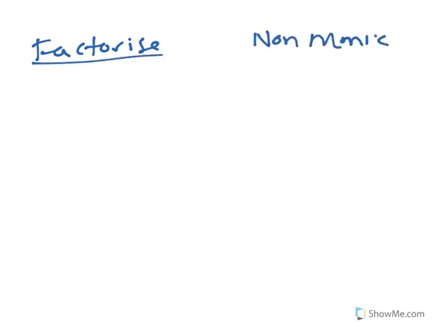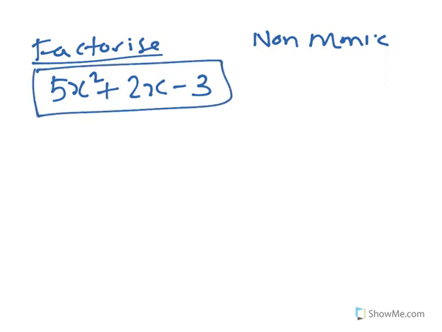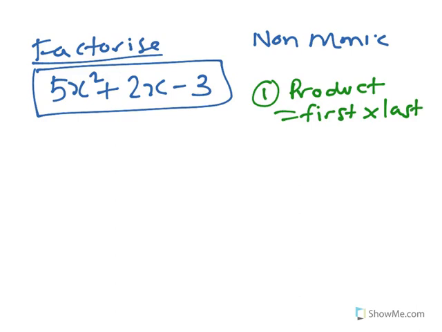Can you write this question down? Put a heading non-monic if you haven't already, and stop the video. You're going to factorise 5x squared plus 2x minus 3. I originally said minus 2x, but I'll make it plus 2x. Step 1, you have to write out what the product is. The product is the first one times the last, so write that in your book as a rule. So you go 5 times minus 3, which is minus 15.